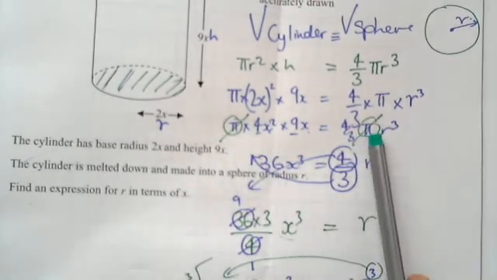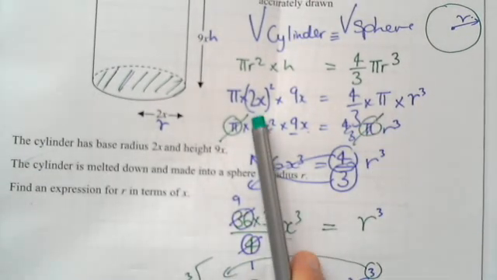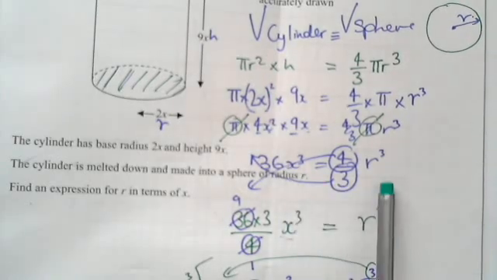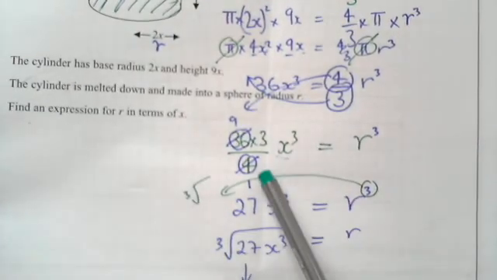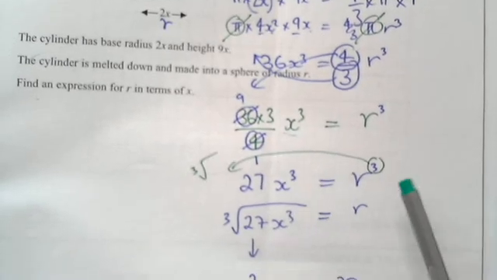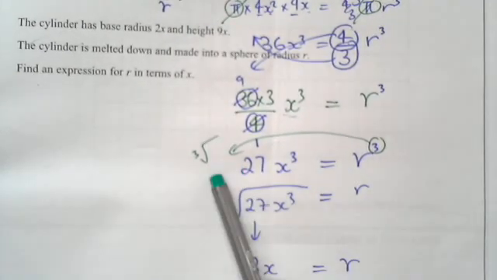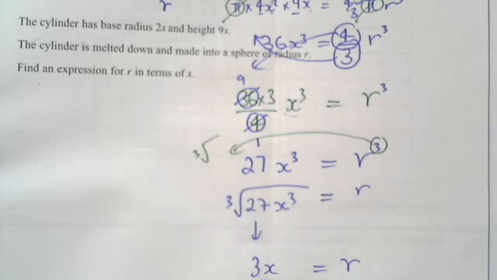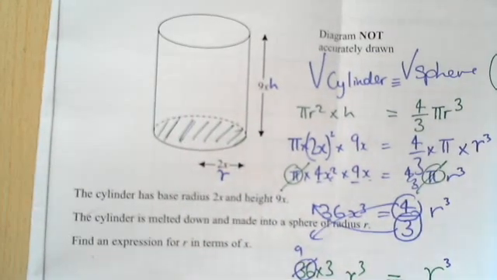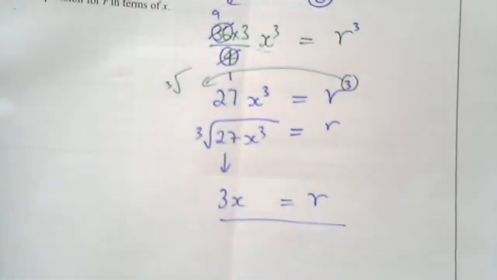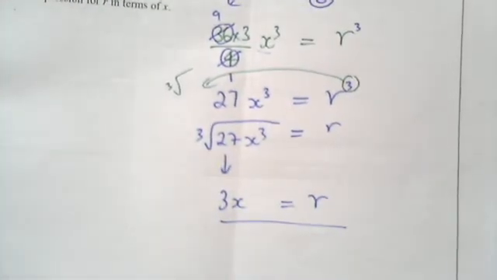Okay, we're cancelling the pi's, we're multiplying out, squaring the items out. We are cancelling, cross multiplying. We're doing some more simplifying. The opposite of cubing is cube rooting. The cube root of 27 gives you 3. The cube root of x cubed gives you x. And we're done. That question is worth 3 marks.